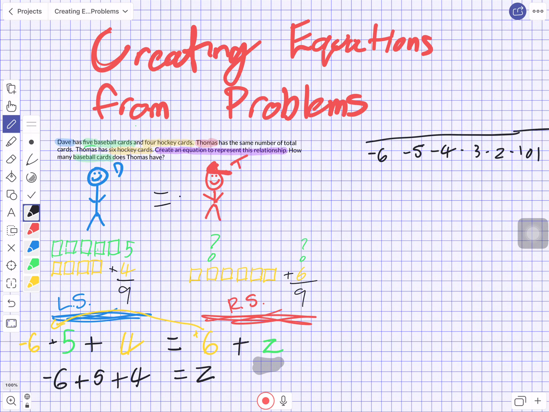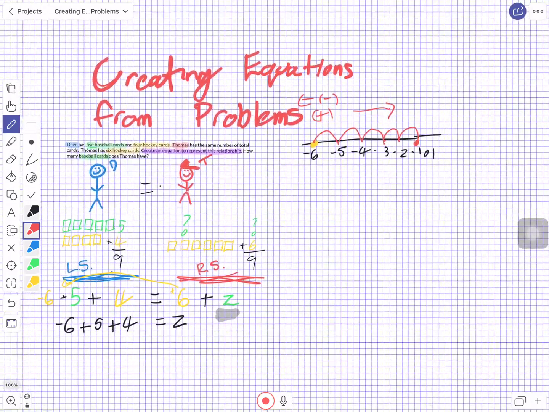Oh man, I'm running out of room. When we do integers, what we can do is start at a value. So we have -6, right? And then it says positive 5. Well, positive on a number line is usually to the right, and negative is moving to the left. So since we're going +5, we're going to move to the right 5 positions. 1, 2, 3, 4, 5. What number did I end up at here? -1. Very good.